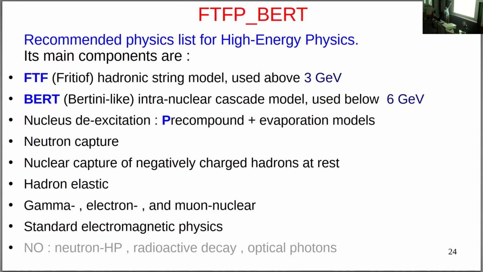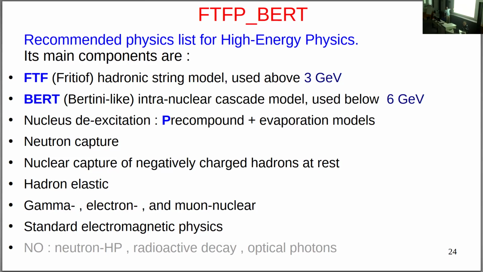So from the name, you see immediately the main components. FTF, which stands for Fritiof, is a hadronic string model, which is used above 3 GeV for pions, protons, neutrons, for most hadrons. Then we have the Bertini-like intranuclear cascade model, BERT, which is used below 6 GeV. So between 3 and 6 GeV, we have this transition where we draw a random number to choose between the two. The P stands for the nucleus de-excitation, made of the two steps of pre-compound and de-excitation or evaporation.